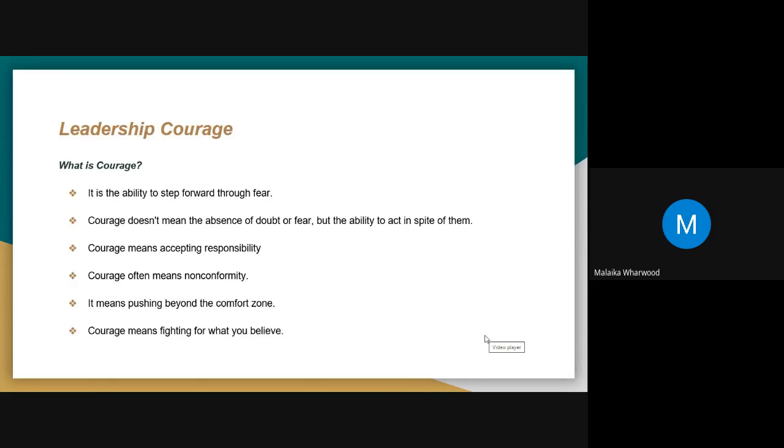Courage means fighting for what you believe, fighting for valued outcomes that benefit the whole. Leaders take risks, but they do so for a higher purpose, right? So leadership courage, you fight for what you believe in, and you do that because you know what you believe in obviously has to be the right thing.